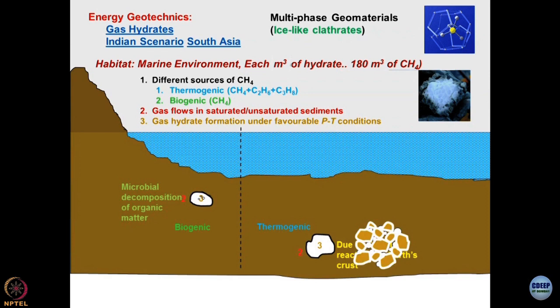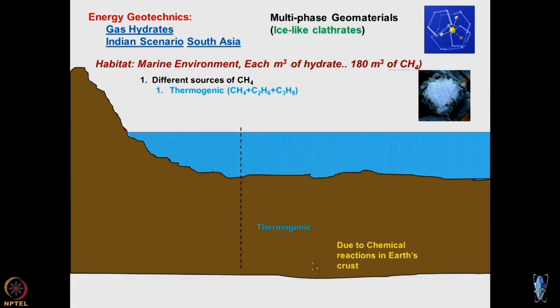This is how they look like, a cauliflower or a cabbage, you may say. I will show a lot of photographs today. So what are the different sources of the methane gas? The first thing is, this is the question as you were asking. The second thing is, types of methane gas are two.